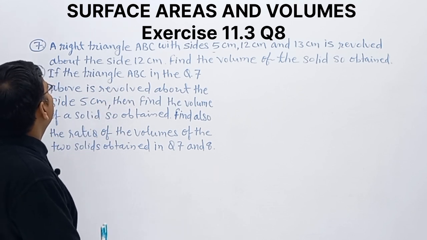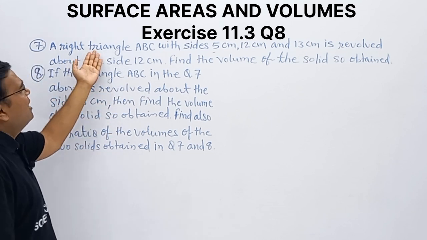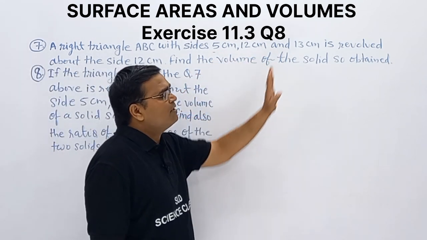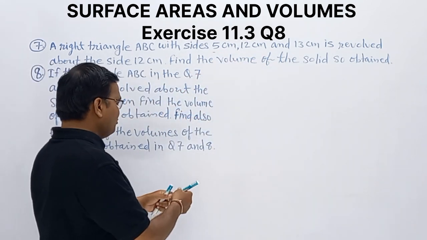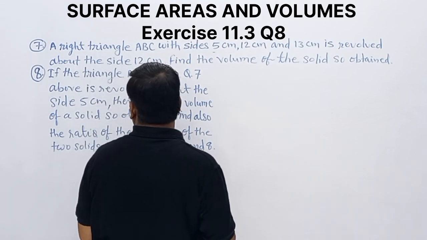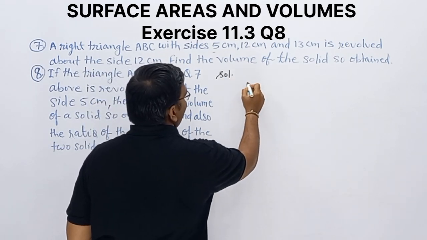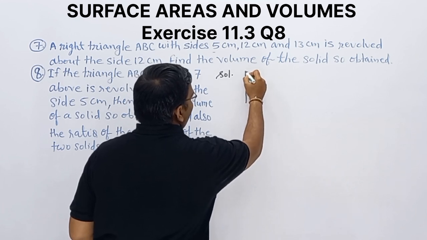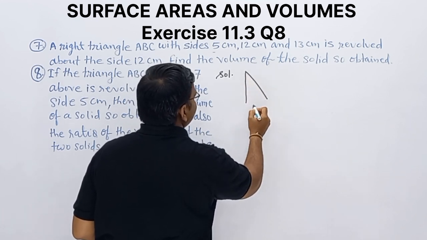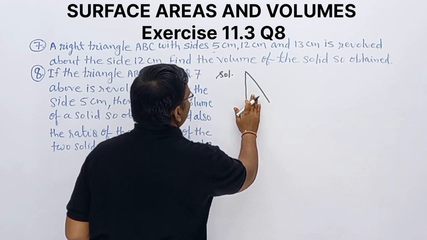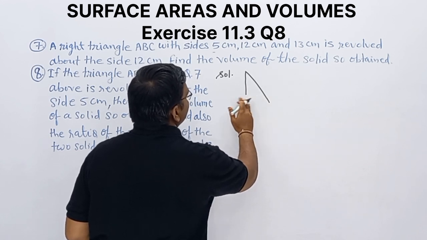In question number 7 we have a right triangle, and the sides of this right triangle are 5 centimeter, 12 centimeter and 13 centimeter. I am drawing it, observe carefully. What about its solution? We have one right triangle.